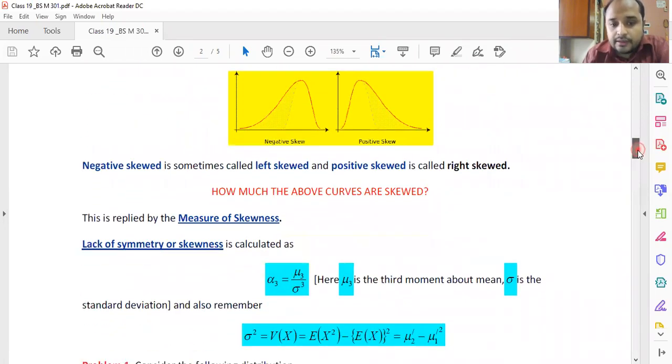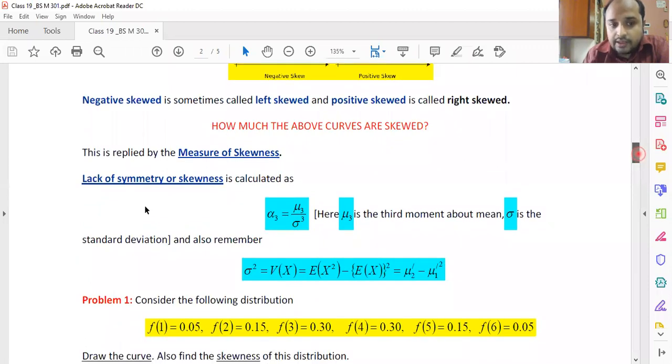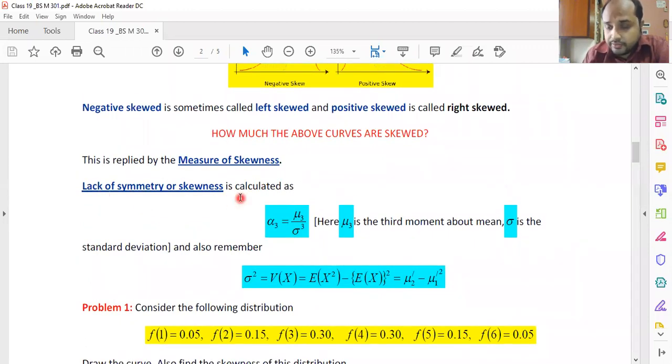So the skewness or the lack of symmetry of any curve which is not normal can be calculated by the following formula. Alpha 3 is equal to mu 3 by sigma cube, where mu 3 is the third moment about mean, and sigma is the standard deviation.